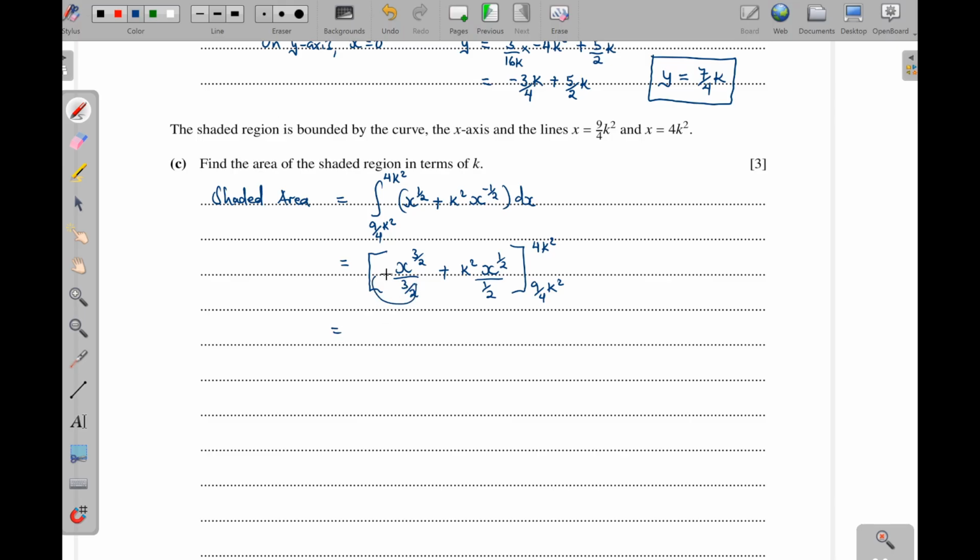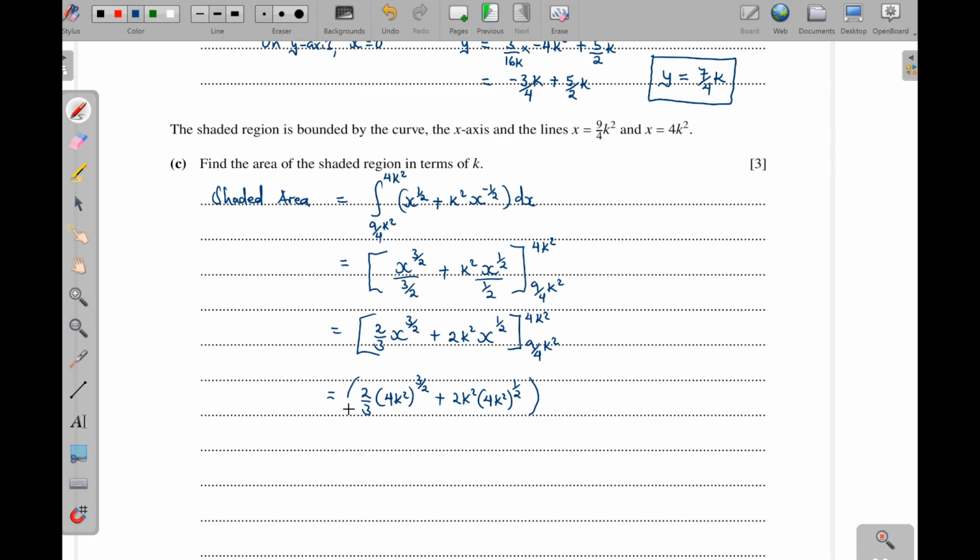Then we shall somersault this 2 here, and then we have 2 out of 3, then x, this is 3 over 2, then plus, again somersault this one, then you have 2k squared, then x to the power of a half, then you put your limits, 4k squared, and then the 9 out of 4 of k squared. What do we get here? Wherever there is x, I'm putting this, right? So we shall have 2 over 3, then I put 4k squared power 3 over 2, then plus, this is 2k squared, and then 4k squared to the power of a half.